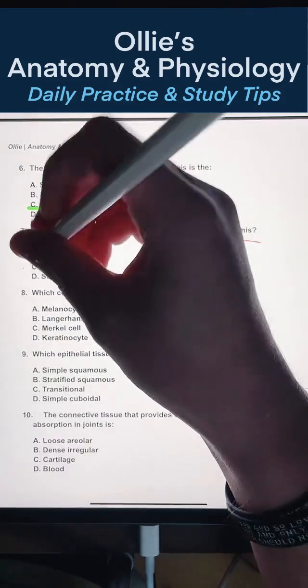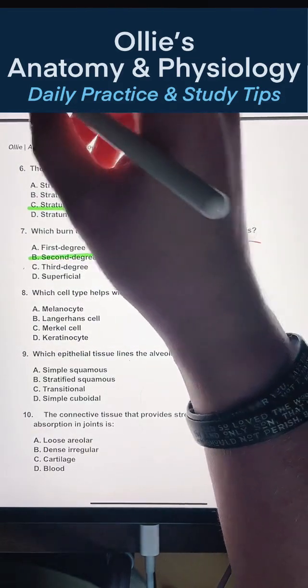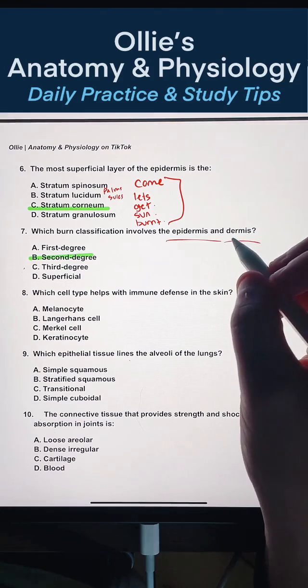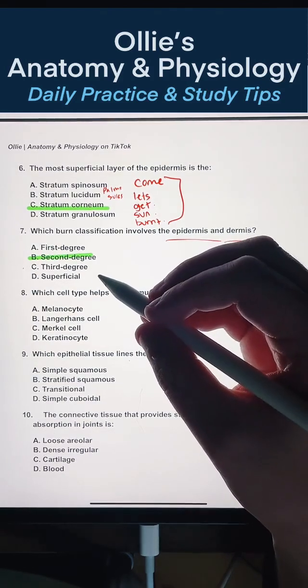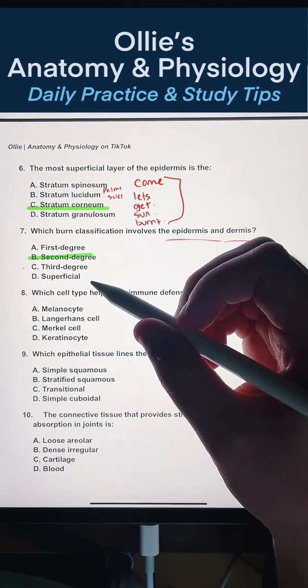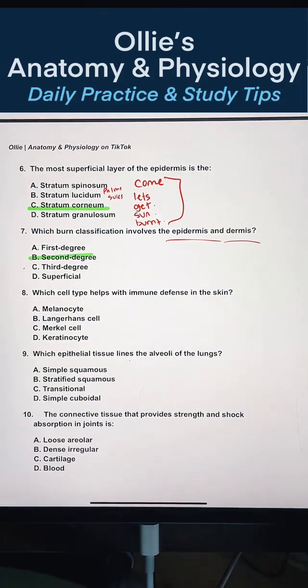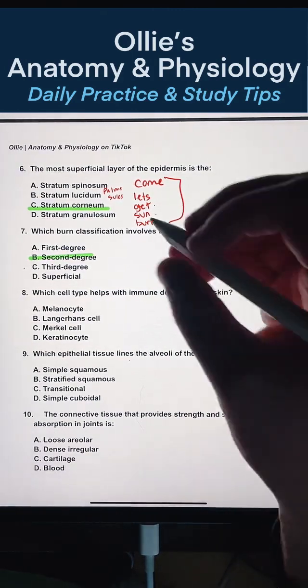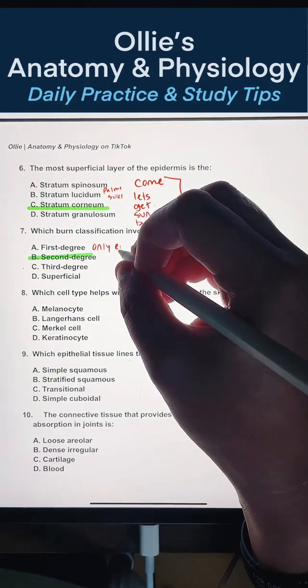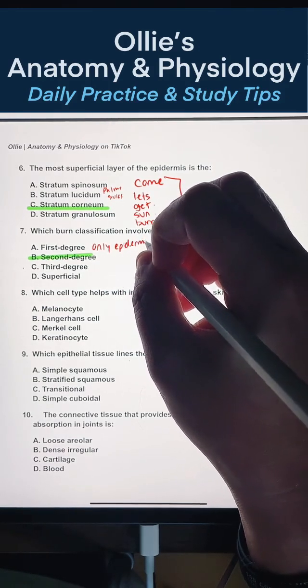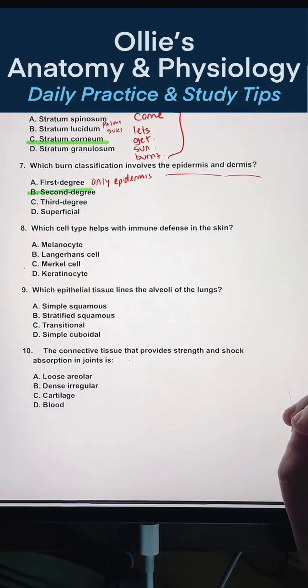All right, so the answer choice here is going to be B. It is second degree. Remember, the second degree is what affects both the epidermis and the dermis. Third degree is when it goes completely through the epidermis and the dermis. It starts affecting that underlying tissue. First degree would be only the epidermis.